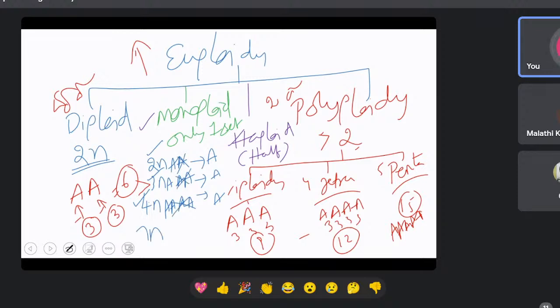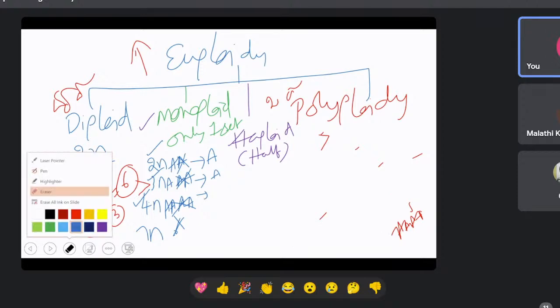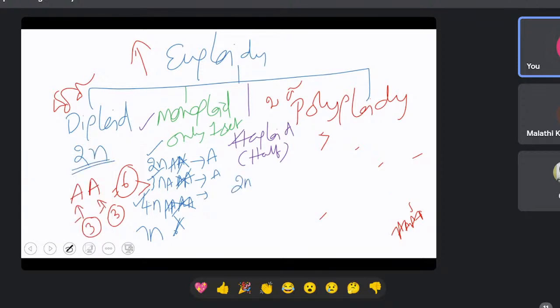If it is a 7n, then 6 sets are lost, only one remains, then it is called as a monoploid individual. Then what about the haploidy? So let us see a diploid individual. So diploid individual has two sets, 2n, A. A tetraploid individual has four sets, A. Hexaploid individual has 6 sets.